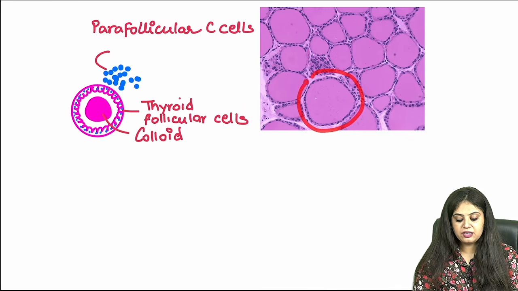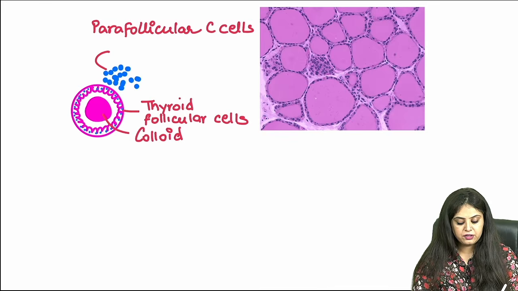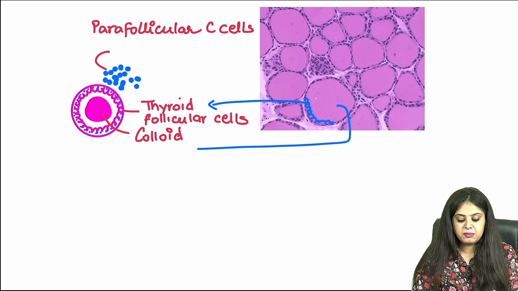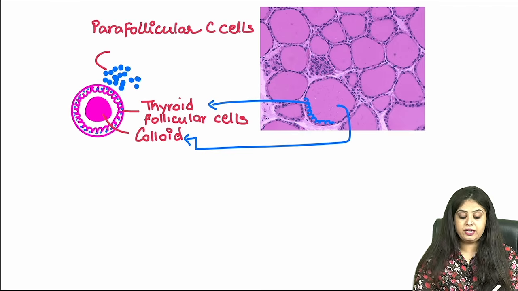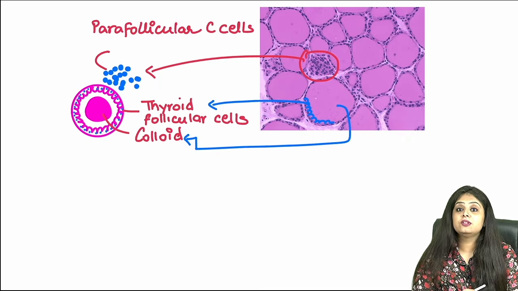In the thyroid, these round structures that you're seeing are the thyroid follicles. So what is the lining over here? If you look carefully, these blue cells which are lining are the thyroid follicular cells. What is present inside, the pink material, is the colloid, and outside the follicles we have another bunch of cells known as the parafollicular C cells.